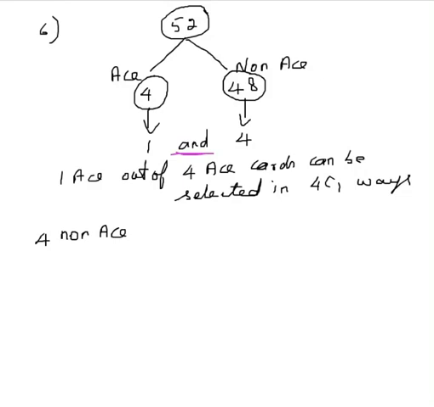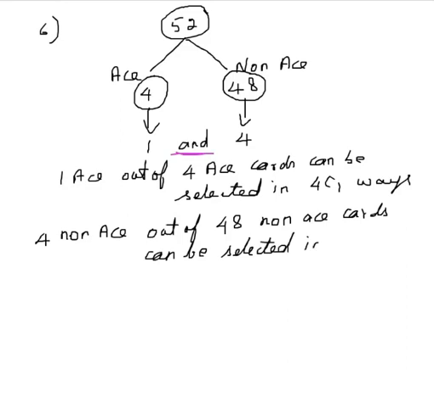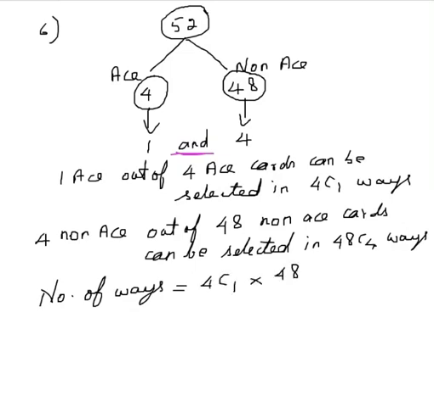4 non-ace out of 48 non-ace cards can be selected in 48C4 ways. Therefore, the total number of ways is equal to 4C1 times 48C4. We have to multiply because we need one ace card and 4 non-ace cards.